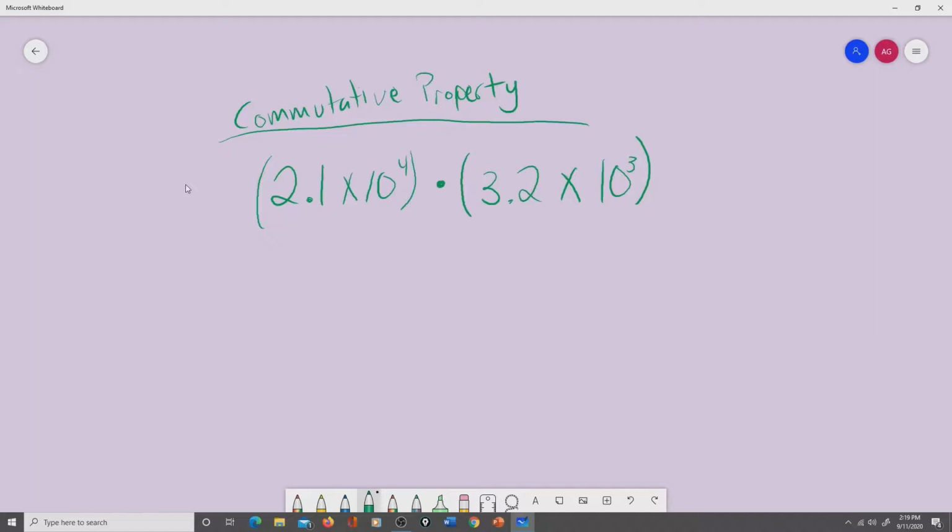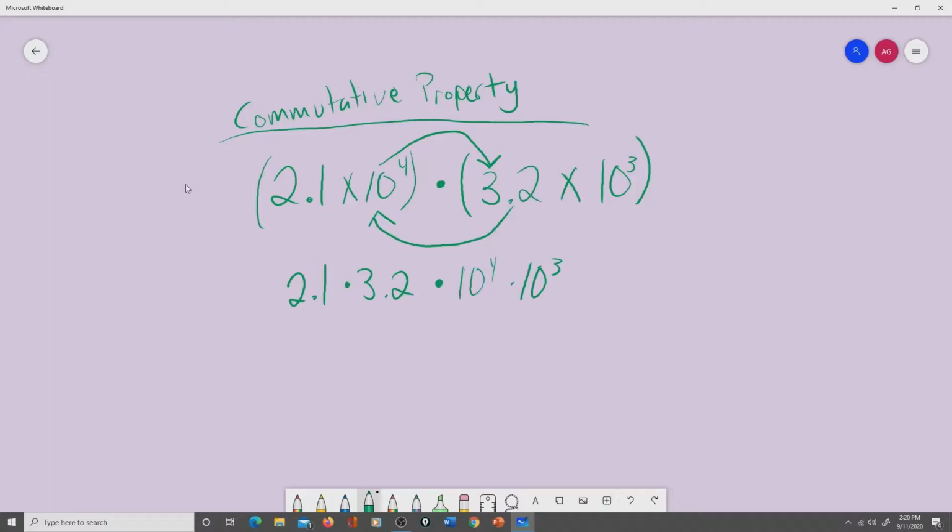Because if you think about it, I know in scientific notation we use the x, but that's still multiplication, just like the dot is. So really, if we just eliminated the parentheses, we can move these around. We could switch this one here, and we could put this one here. And then what we end up having is 2.1 times 3.2 times 10 to the 4th times 10 to the 3rd.